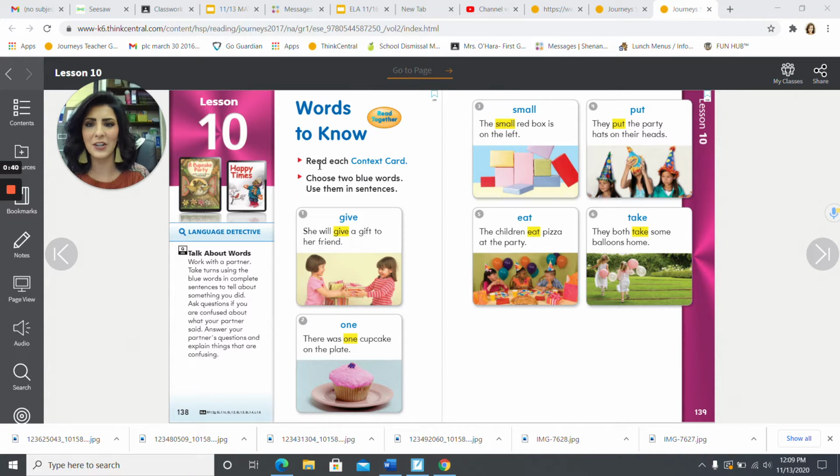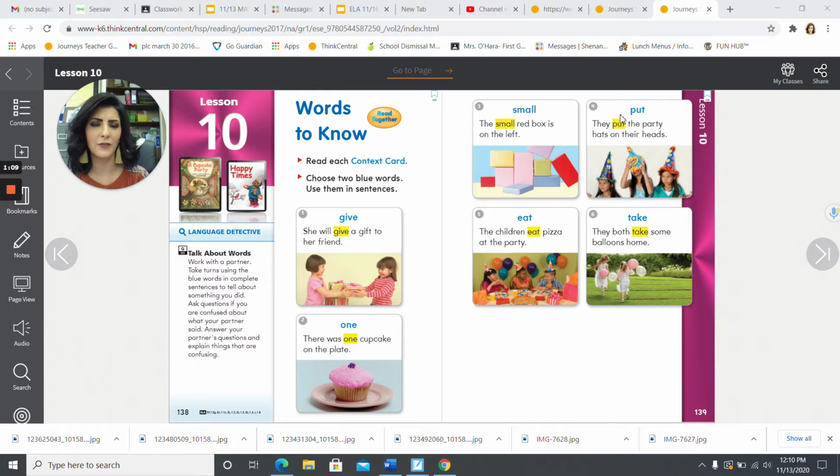Okay, so words to know for today. Let's go over our words and then we'll read the sentence together. So I'll say it and then you say it. Give. It says she will give a gift to her friend. Everyone say one. Good. There was one cupcake on the plate. Let's go up here to number 3. Say small. Good. The small red box is on the left.